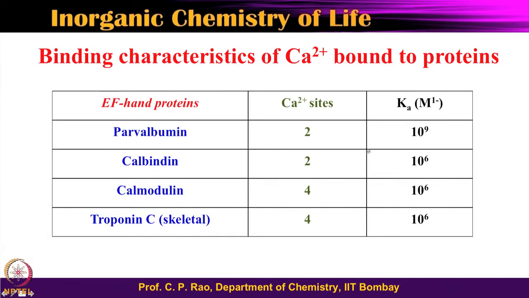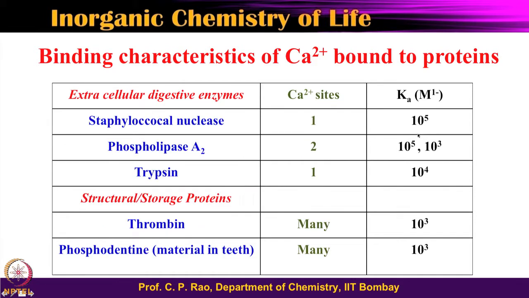Since these are there, let us look at what kind of binding ability and stability they have, the binding constant. Some of the binding proteins of calcium have 10 power 9, some 10 power 6. There is parvalbumin with 2 calcium sites, calmodulin with 4 calcium sites, and troponin with 4 calcium sites. So, these are 10 power 9 and 10 power 6. Let us look at some more.